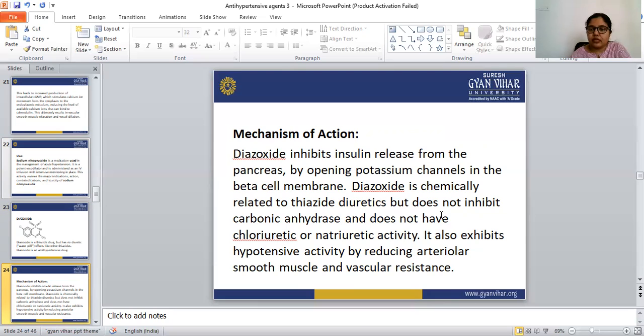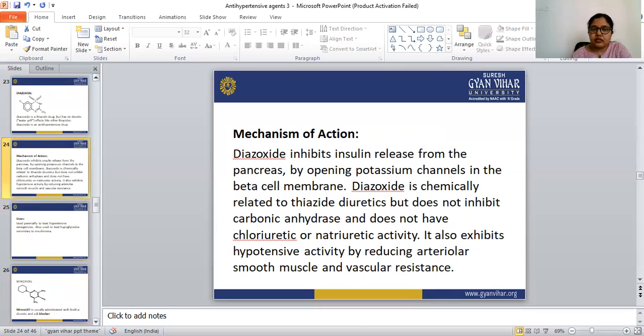It also exhibits hypotensive activity by reducing arteriolar smooth muscle tone and vascular resistance. So this is how diazoxide works as an antihypertensive drug. The arteriolar smooth muscle and the vascular resistance are reduced by diazoxide, which shows the antihypertensive activity.